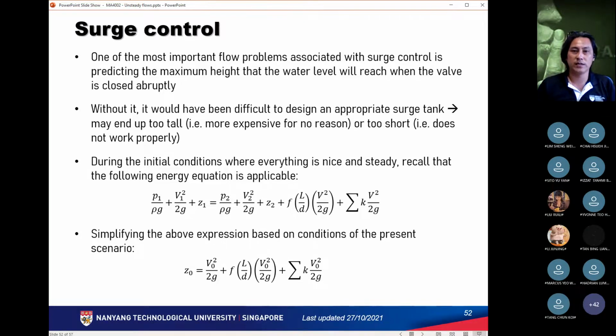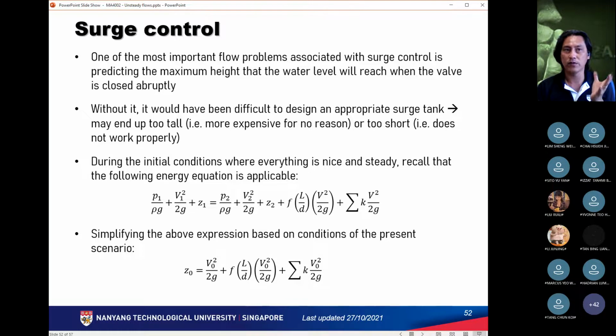That doesn't make sense because, firstly, it's going to be expensive. Secondly, it's going to be taking up more space. And thirdly, probably it looks way uglier than a shorter surge tank. Conversely, if you underestimate the water level increment in the surge tank, things become quite dangerous, isn't it? Because what's going to happen? Imagine you have an open-ended surge tank. Water is going to come spilling out from the surge tank, isn't it?